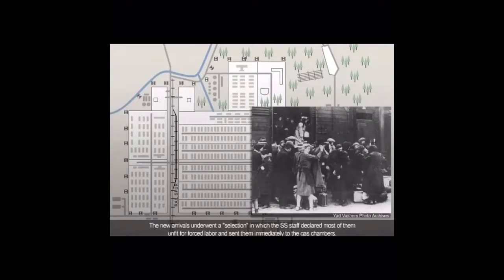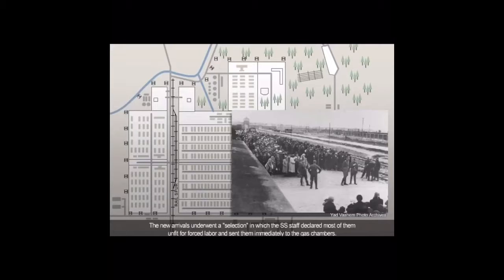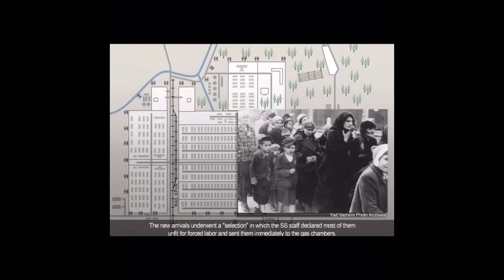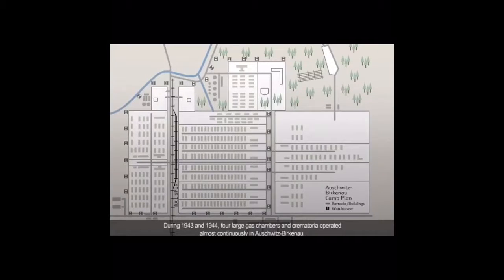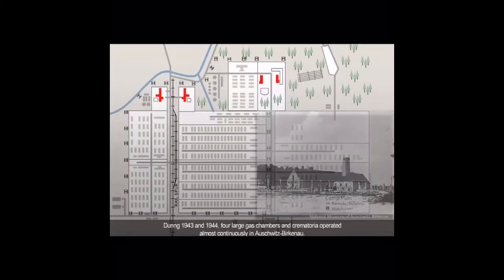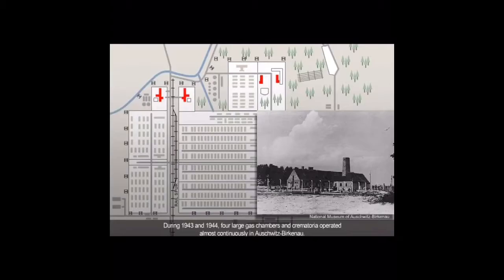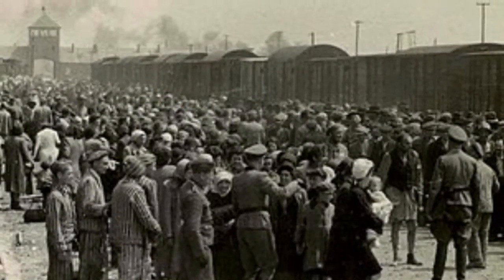In 1942, the Nazis began systematic deportations of Jews to Auschwitz. Trains arrived daily from nearly every corner of German-occupied Europe. The new arrivals underwent a selection in which the SS staff declared most of them unfit for forced labor and sent them immediately to the gas chambers. During 1943 and 1944, 4 large gas chambers and crematoriums operated.